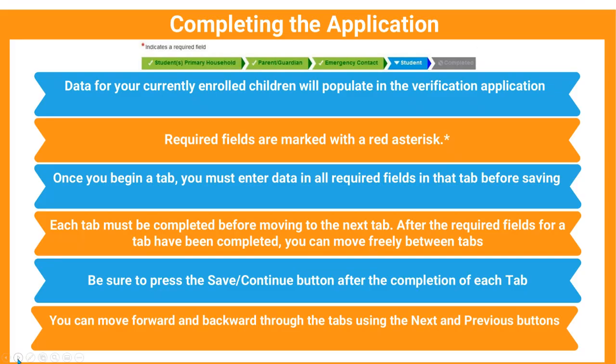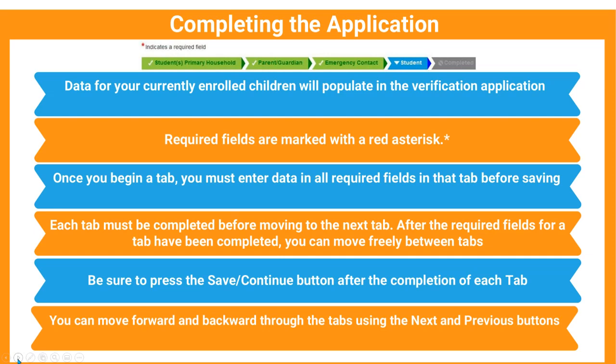Once you've selected your language, then you're going to go through and actually complete the process. If you notice across the top of the screen, there's that green bar again. It takes you to each component of the application. Here are some best practices that will help guide you through a successful completion of this application. Make sure you understand that the data from your currently enrolled children will populate in the verification application. What does that mean? If you've updated your address or your phone number or any information, that information is already going to be pre-populated. So that's a great thing.